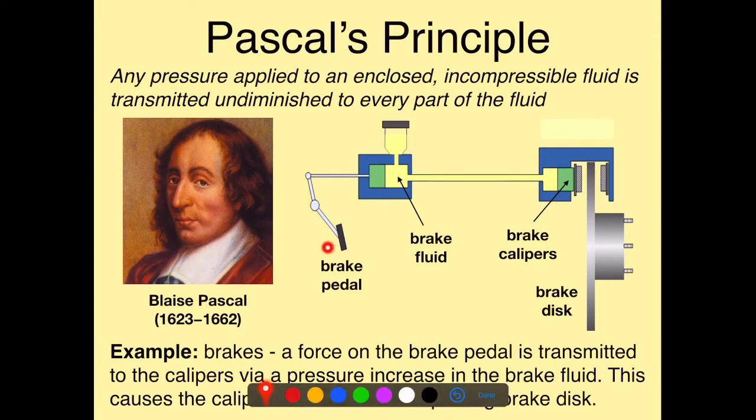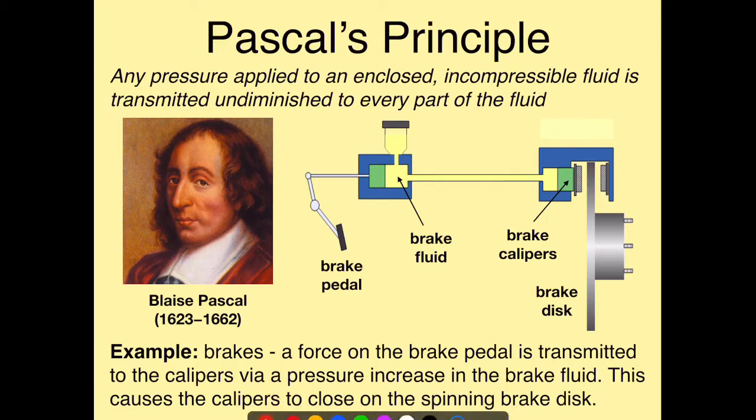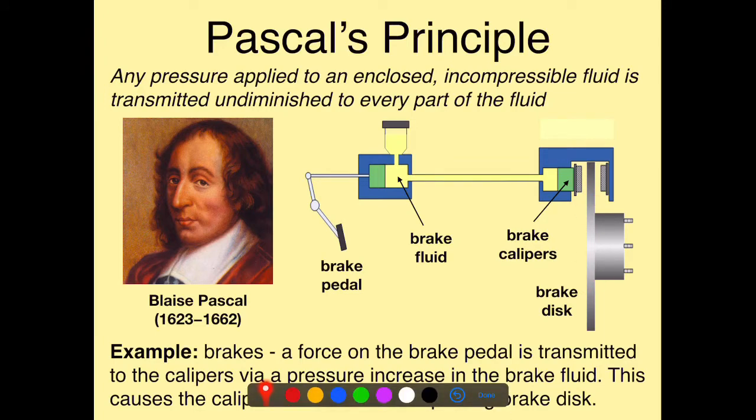You push down on the brake pedal, and when you do that, you apply a pressure to the brake fluid. Now, the brake fluid transmits that pressure through the brake line all the way to the brake calipers. So in other words, the same pressure increase that you apply over here is felt over here at your brake calipers. And that causes the brake calipers to close around your brake disc. Now, as your brake disc is spinning, the calipers are going to be rubbing up against it and creating friction. It's that friction that actually allows your car to come to a stop. Okay, so this is how brakes work.